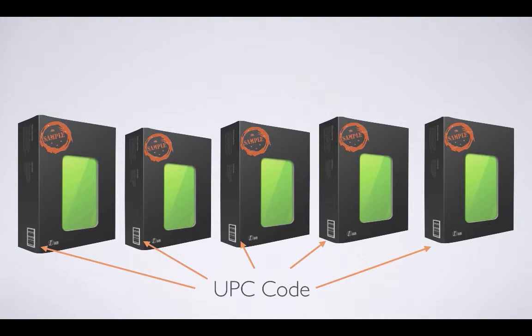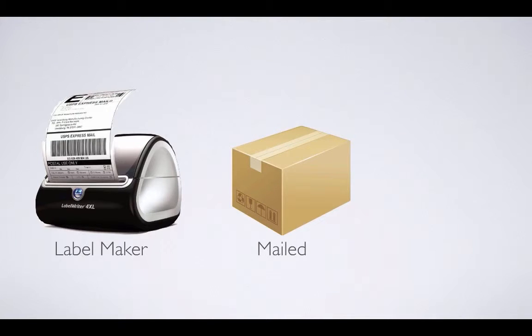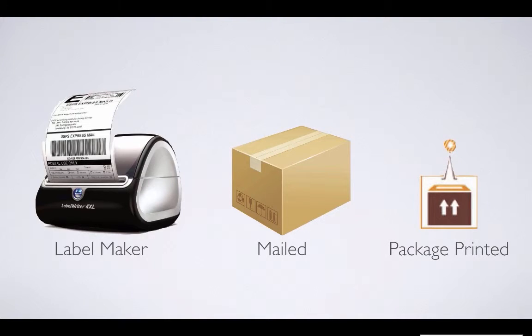There are 3 ways to get that code on the packaging. The first is to get a label maker and print them out yourself. You can also generally have the UPC company mail you some labels if you'd like, or you can actually print them directly on the packaging itself.